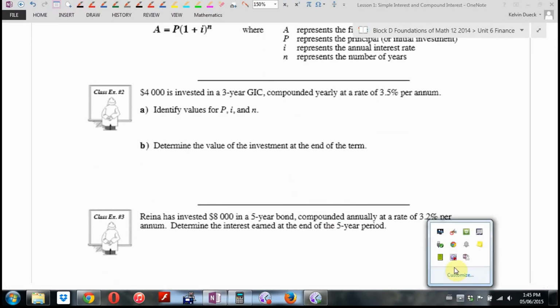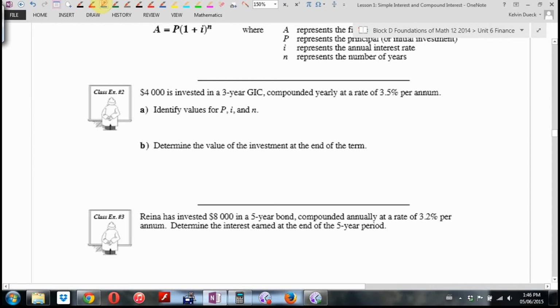Example 2. So, let's do some examples. Suppose we have $4,000, and we're going to invest it in a 3-year GIC. What's a GIC? Something investment certificate, I think. Government investment certificate. It's a bond.